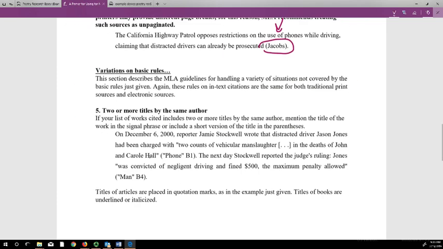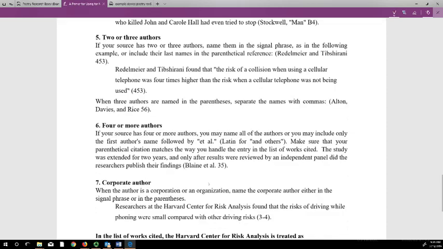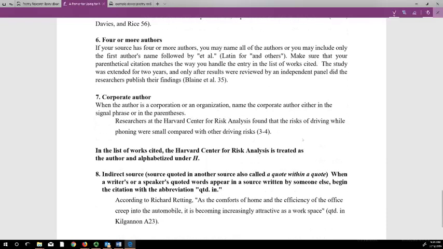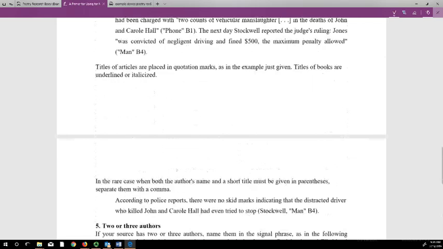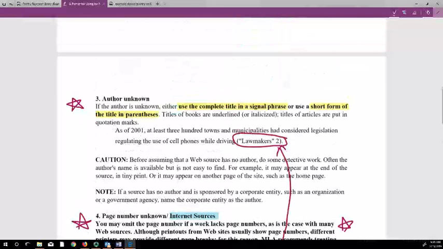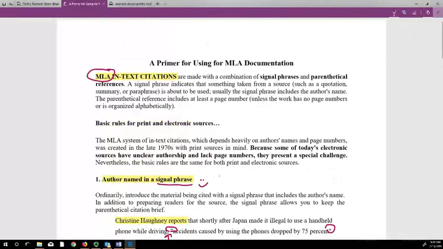Then there are some variations on these basic rules that we've just covered: two or more titles by the same author, two or three authors, four or more authors, a corporate author, or an indirect source, which is also called a quote within a quote. That's how you'd format that. So this is the primer for MLA in-text citations. So again, guys, this is required. It's not optional. So this is where it all begins.